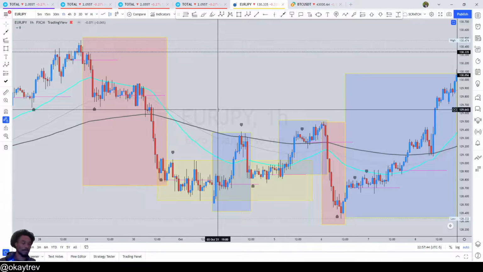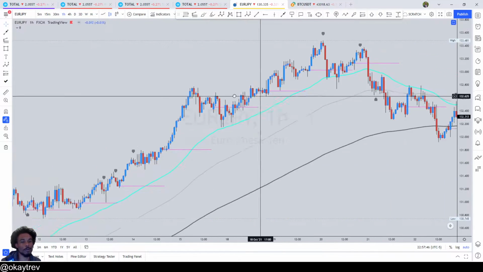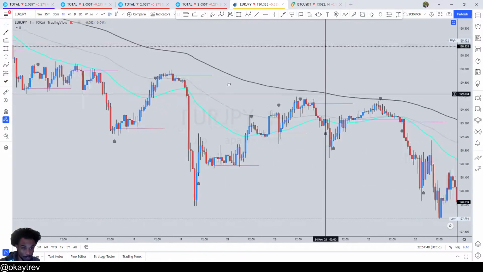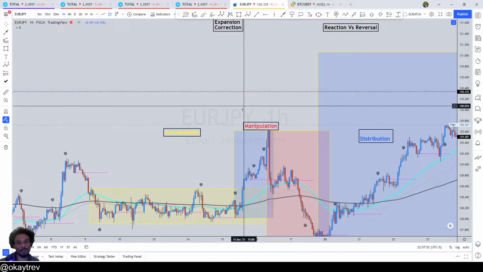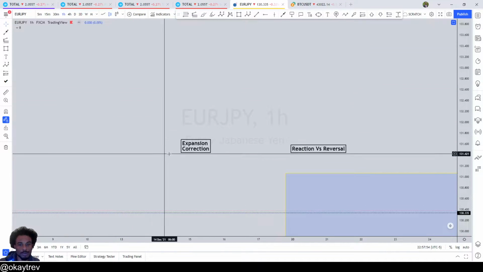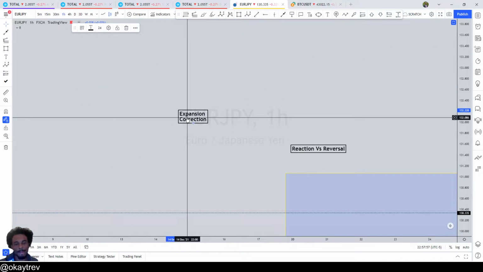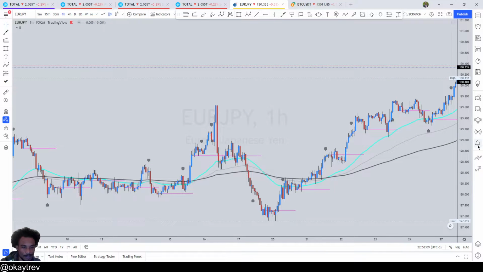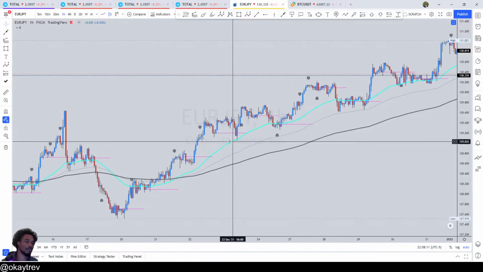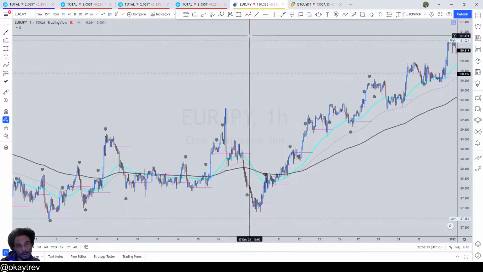So let's bring it back over to where we were, and continue to dive into the other vocabulary words. We have the accumulation, the manipulation, the distribution. I'll go over a little bit more into those, but let's now get into the expansion and the correction. The expansion is going to be increasing in size, and the correction is going to be decreasing in size. So let's delete everything out of the chart and start blank. Let's keep using the same example right here.